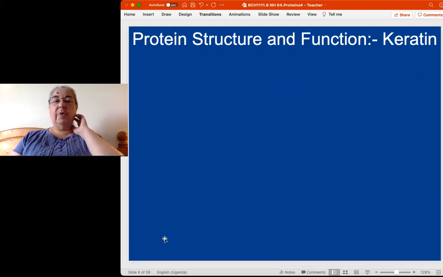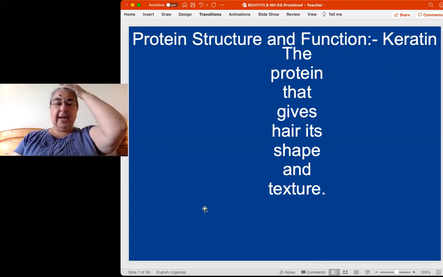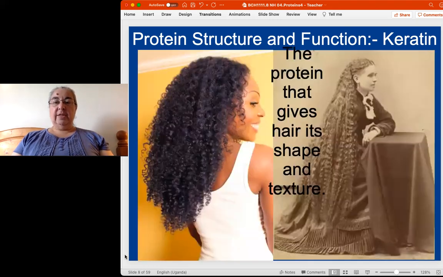So starting with keratin. So keratin is the protein that gives hair its shape and texture. So I'm touching my hair now. I think that most of you have probably got hair. If you want to touch your hair, think what it feels like. Think of the shape of each hair, the texture of the hair. That is due to the protein keratin in your hair. Okay, so just some pictures of some hair. I don't know if anyone has hair like this, but I'm sure you all know what hair looks like and feels like.